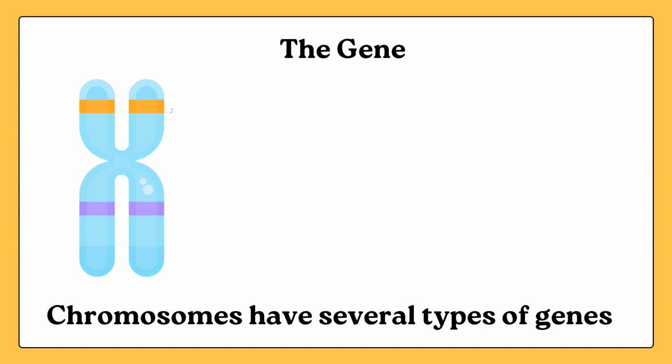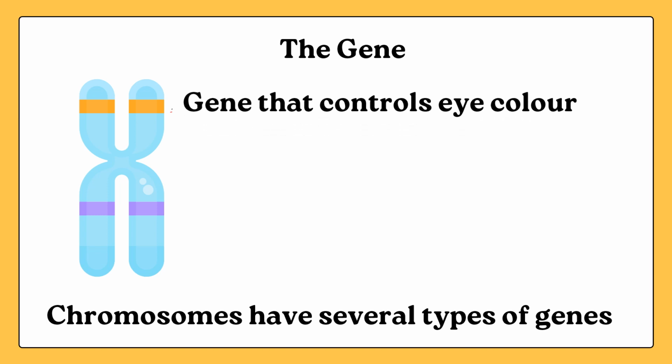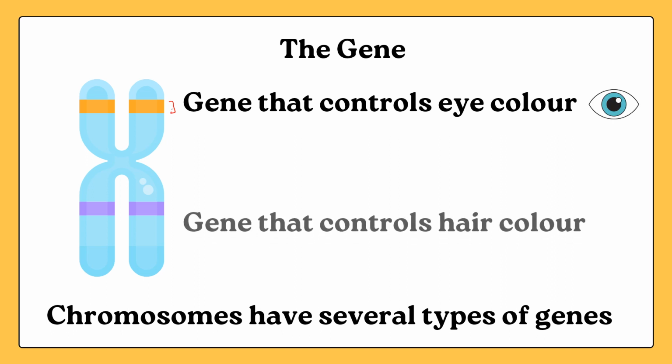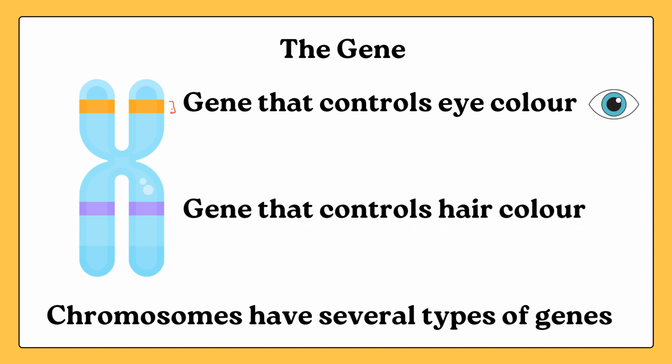Chromosomes have several types of genes. Maybe one gene controls the eye color. Another gene controls the hair color. Of course, we have a lot of genes along the whole chromosome.